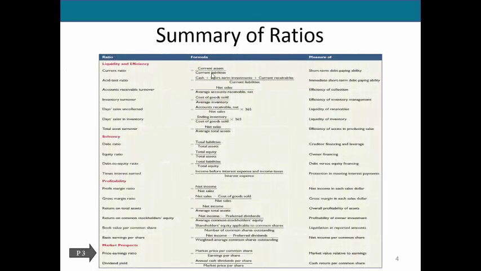So we've gone through a number of ratios, and this slide here is an excellent thing to use as you're beginning to work through some of your homework. Again, this is just a summary of the very many ratios that we learned.